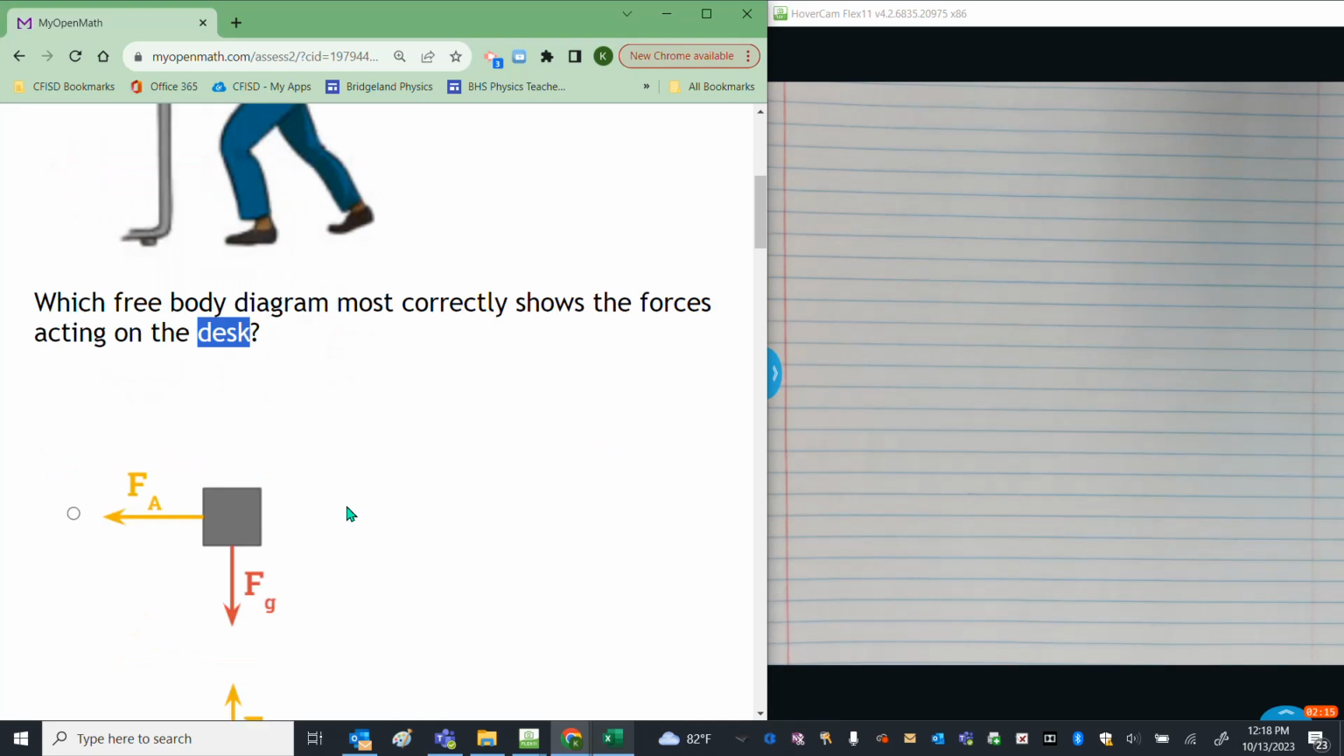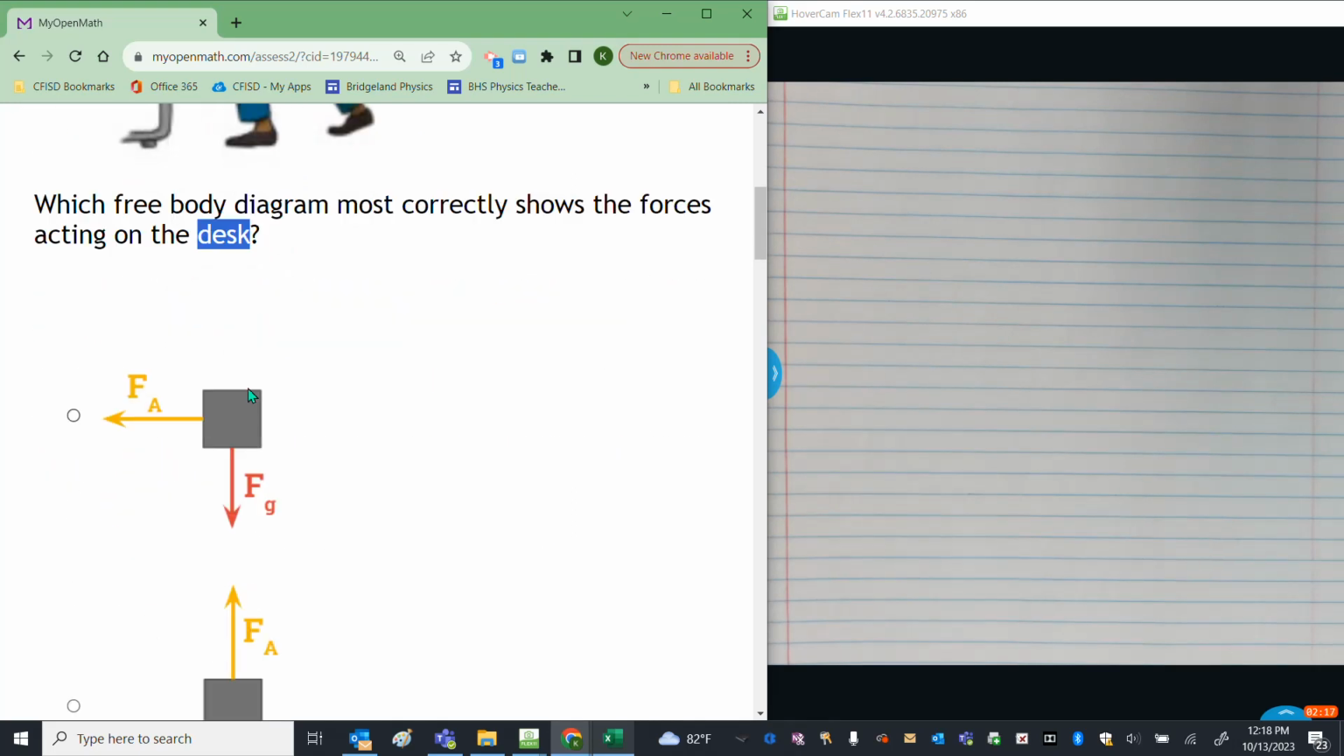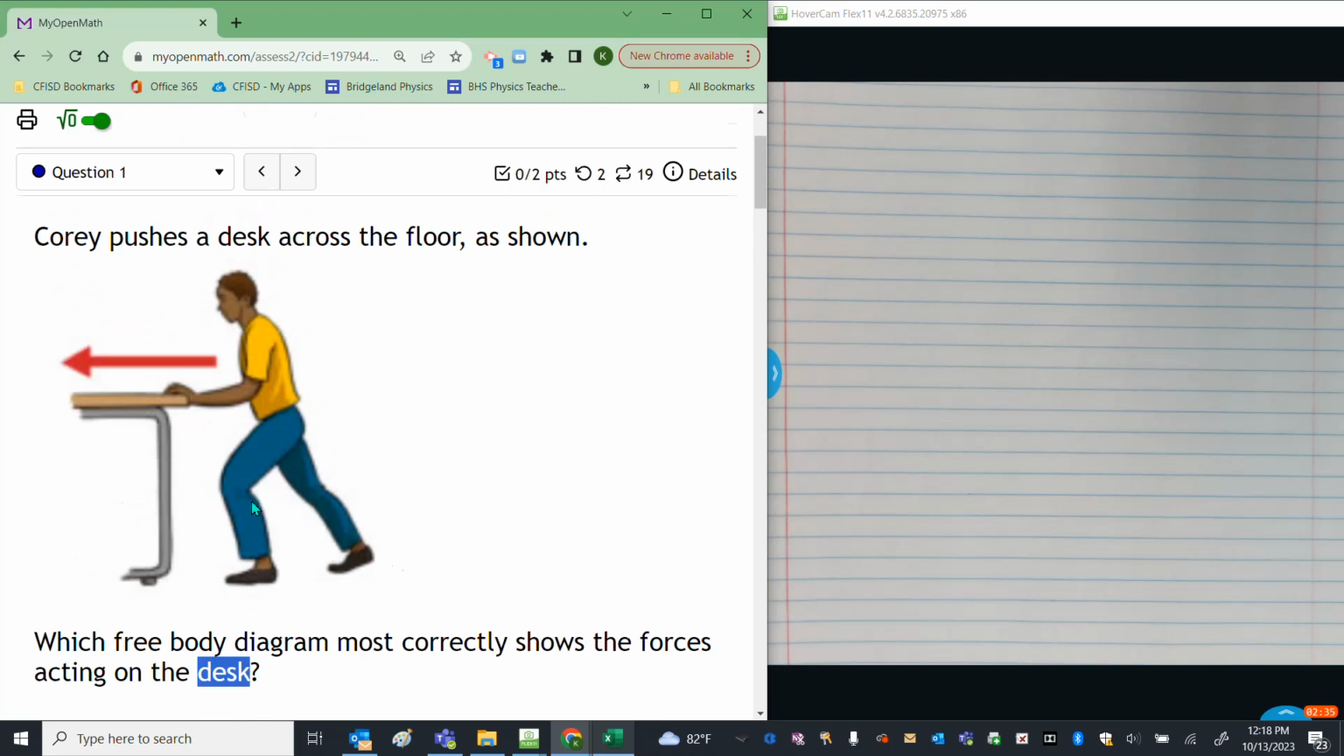Looking at our options, this one, for example, just includes the applied force and gravity. This desk would have a net force in a downward diagonal direction, meaning it would be falling and accelerating to the left. We'd have acceleration like this. We don't have that situation here. It's simply being moved horizontally across the floor.